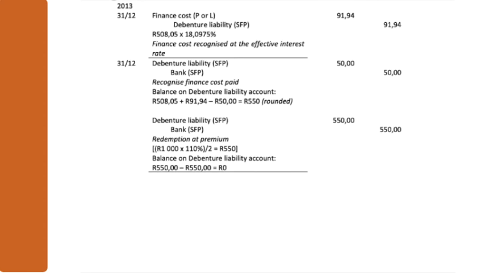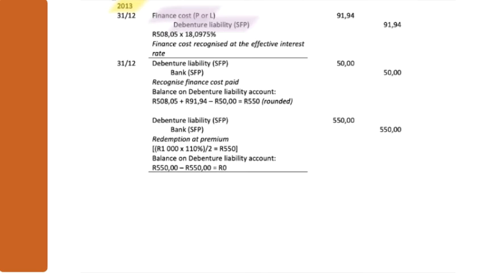This is video 7 on example 11 dealing with the category financial liabilities at amortized cost. We are now at the last financial year, which is 31 December 2013. The first entry that we need to account for is the finance cost. At the end of that year, interest has accrued. Debit finance cost, credit the liability with that interest.